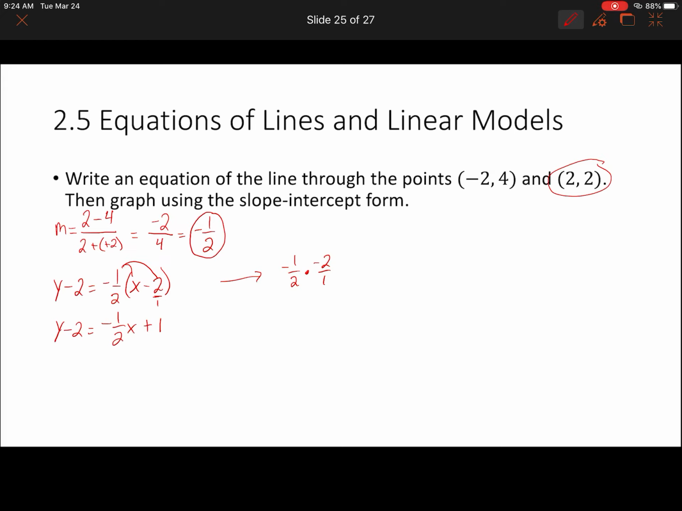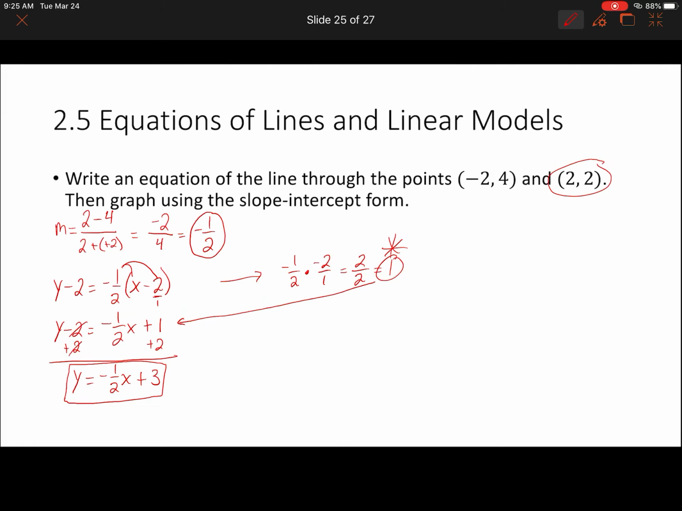Just kind of as a side note, here's what's happening. We're taking this negative 1/2 times negative 2. Again, I like to think of it as being a fraction. And then when you multiply straight across, you get 2 over 2, which simplifies to 1. That is where that number comes from. Okay? Then our last thing is to just add 2 to each side. And so negative 2 plus 2 is 0. We get y is equal to negative 1/2 x plus 3. And so there's our equation in slope-intercept form.